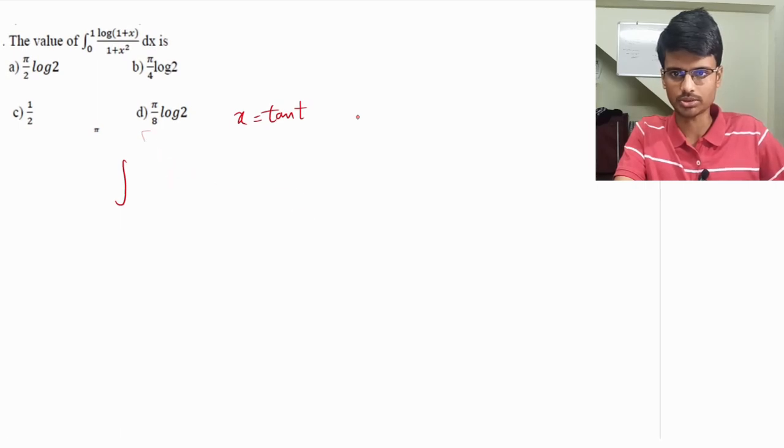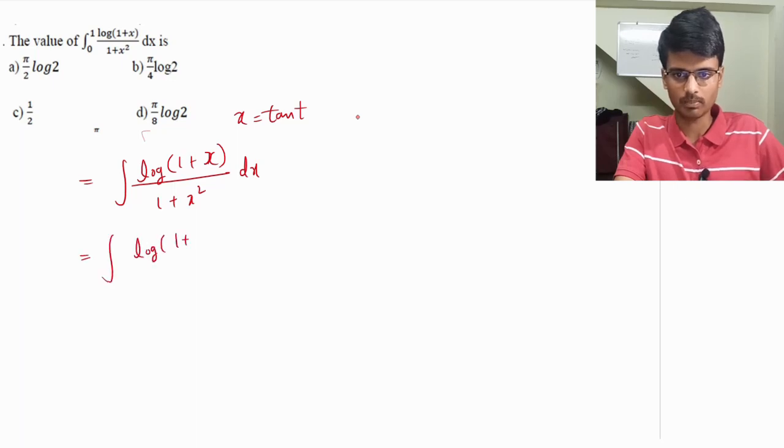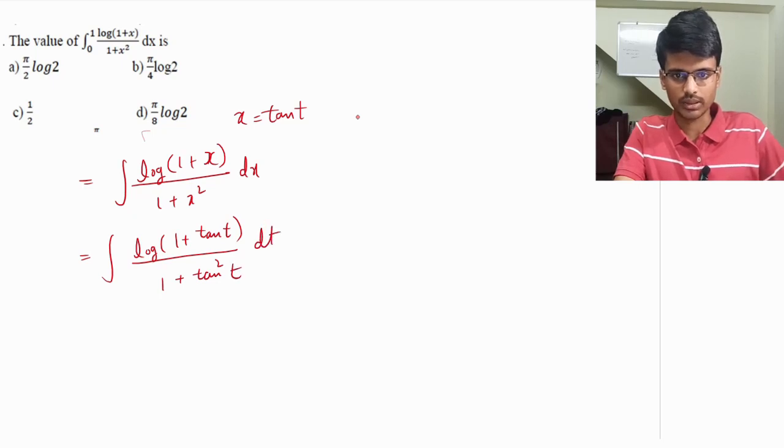What do I get on substituting this? I'm not changing the limits, because at the end I'm replacing my t with x. The integral is log of 1 plus x square dx. So if I put x equal to tan t, what do I get? Log of 1 plus tan t, and 1 plus tan square t. Sorry, it is dx. It is still dx.